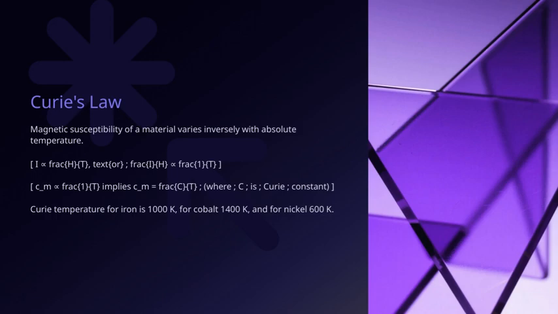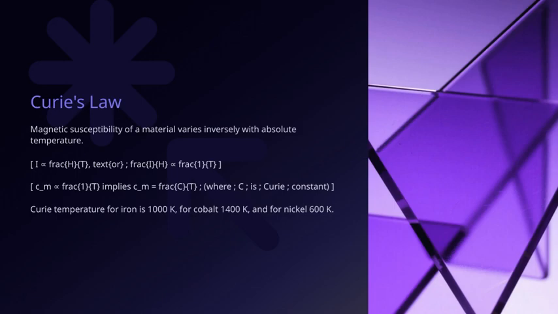It states that the magnetic susceptibility, which is a measure of how much a material becomes magnetized in an external magnetic field, varies inversely with the absolute temperature. In simple terms, as the temperature increases, the material's response to magnetic fields decreases. Mathematically, this can be expressed as χ proportional to 1/T, or χ equals C divided by T, where C is known as the Curie constant. This tells us that the susceptibility is inversely proportional to temperature.